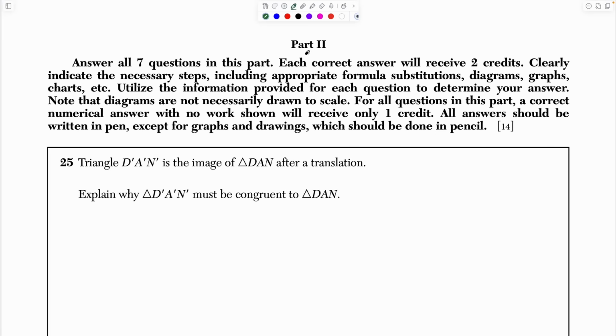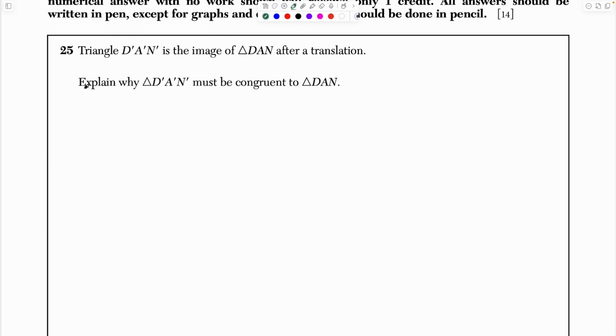So now we're moving on to part 2. There's 7 questions here, and each question is worth 2 credits. Question 25, triangle D prime A prime N prime is the image of triangle DAN after a translation. Explain why triangle DAN prime must be congruent to triangle DAN.